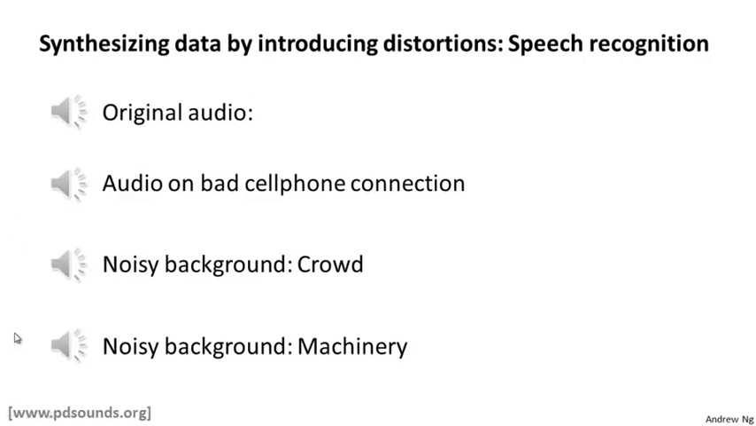You have cars driving past, people walking in the background. Here's another one. And so taking the original clean audio clip, so taking the clean audio of someone saying 0, 1, 2, 3, 4, 5, we can then automatically synthesize these additional training examples and thus amplify one training example into maybe 4 different training examples. So let me just play this final example as well.